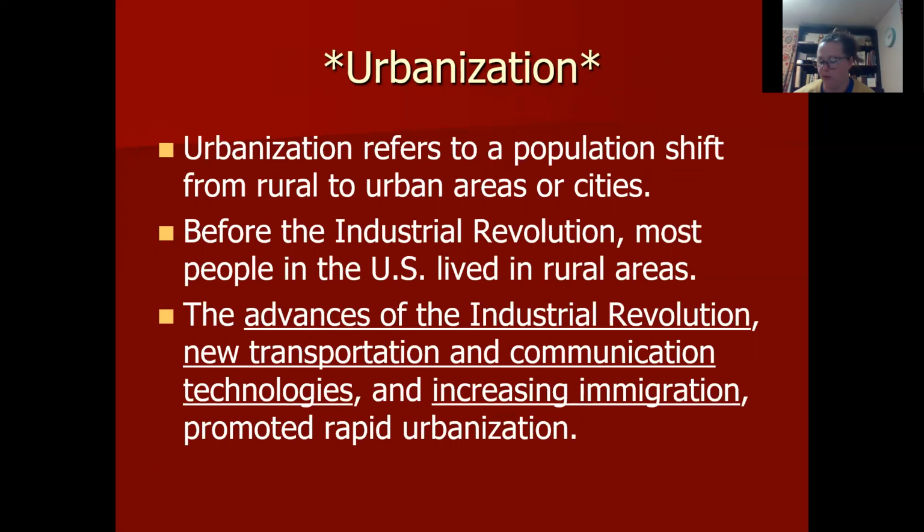All right, the stars are there because I really want you to understand urbanization, okay? This is going to be incredibly important for you to know. You should be making a note about it in your notes right now, okay? So urbanization refers to a population shift from rural to urban areas or cities. Before the Industrial Revolution, most people in the US lived in rural areas. The advances of the Industrial Revolution, new transportation and communication technologies, and increasing immigration promoted rapid urbanization, guys.